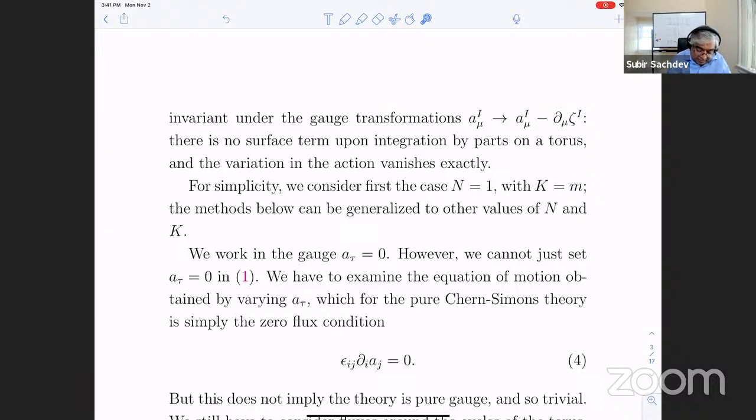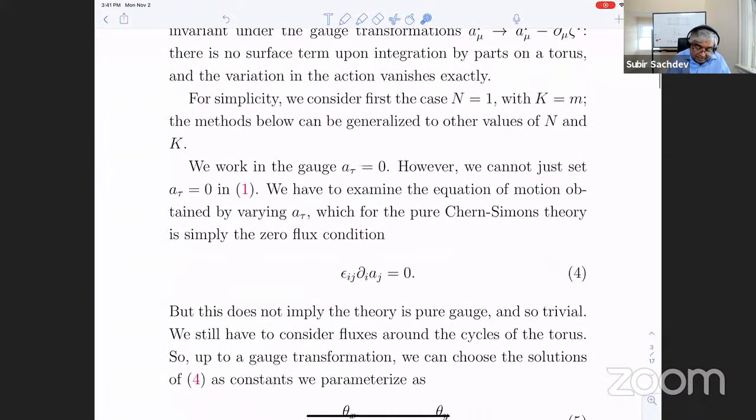So we first vary the action with respect to a tau for just the n equals 1 theory, and then you'll just find the equation of motion of zero flux. So this tells us that if you have some spatial sector, there's no flux through it, no magnetic field. So B is equal to 0. So that means, oh, well, there's nothing left. How can there possibly be any degrees of freedom? There's no magnetic field. Everything else is pure gauge, and you're done. But no, there's still something interesting.